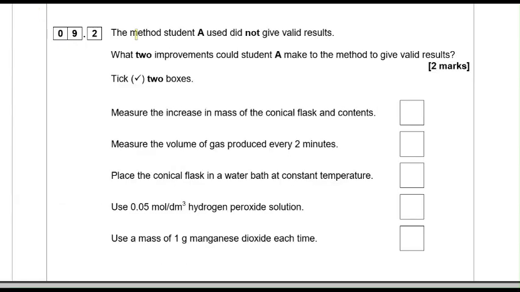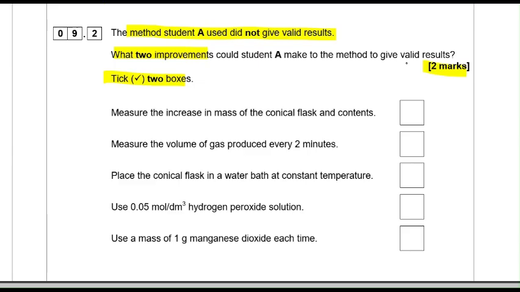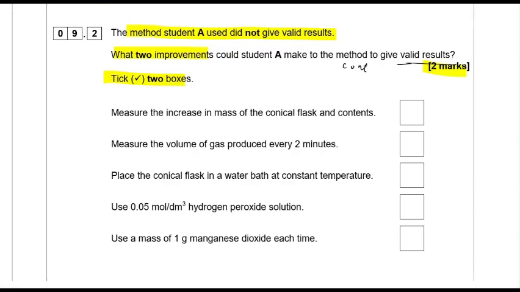9.2. The method student A used did not give valid results. What 2 improvements could student A make to the method to give valid results for 2 marks? And you must tick 2 boxes. When we see valid results, what we're looking for is to make sure that variables have been controlled. So let's look down the list and see which of these choices is a variable that's trying to be controlled.